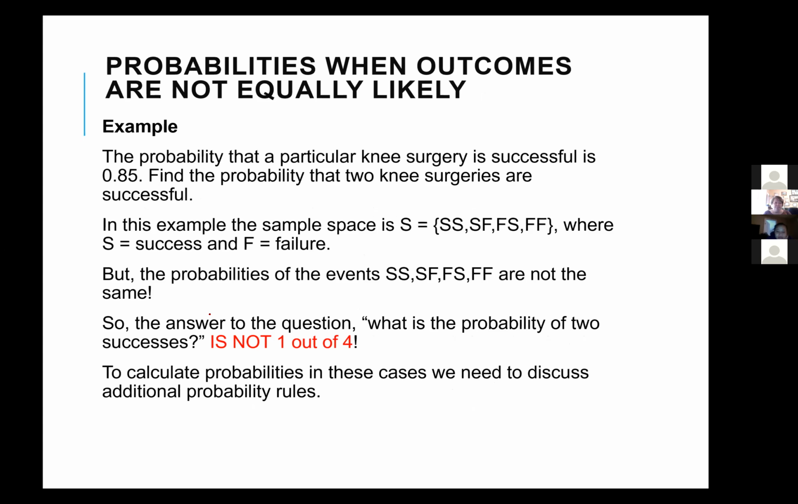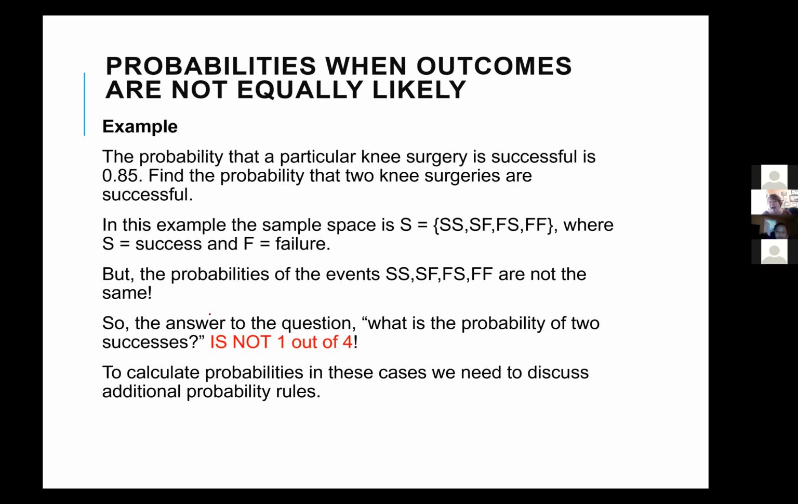All right, let's look at an example. What happens if the probabilities are not equally likely? Well, then we're going to get techniques later in this chapter to deal with this kind of outcome. The probability that a particular knee surgery is successful is 0.85. So 85% of the time when this knee surgery is performed, it's considered successful, whatever their measure of success is. Find the probability that 2 knee surgeries are successful.